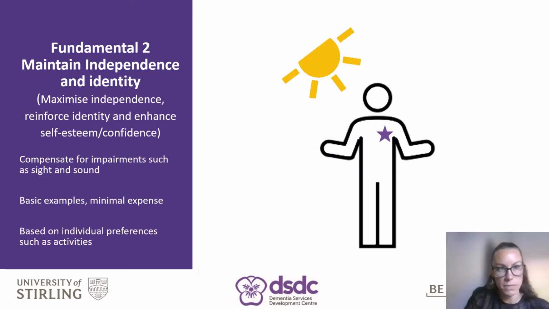So fundamental 2 is about maintaining independence and identity. Small changes that will help maintain independence, which may also compensate for physical or sensory impairments relating to age, such as sight and sound. So we give basic examples such as removing cupboard doors, clearing clutter, and providing contrast with soft furnishings. Access to outdoors for activities and even providing a view from a window can be beneficial.